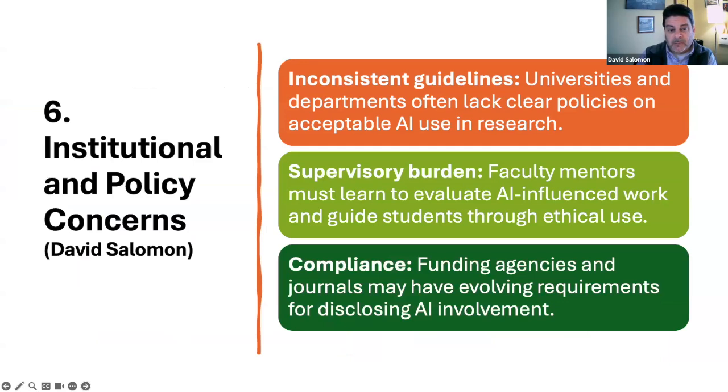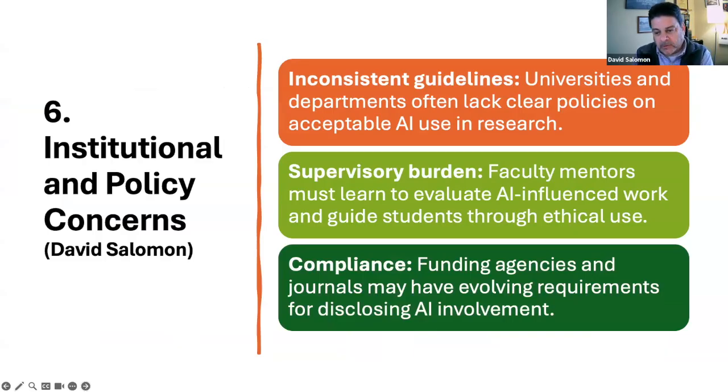So next is institutional and policy concerns. Universities and departments lack clear policies on acceptable AI use. This is what we're talking about, trying to establish some kind of policy that works and makes sense. That may be really difficult to do at an institutional level. I'm eager to see what people are dropping into that Google Doc. It is more likely being done at a departmental or programmatic level.